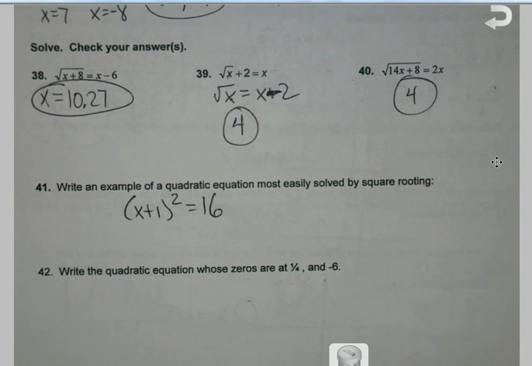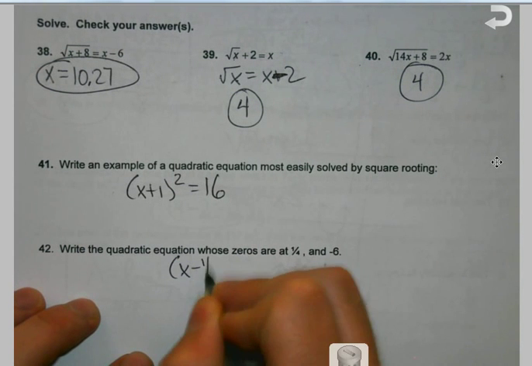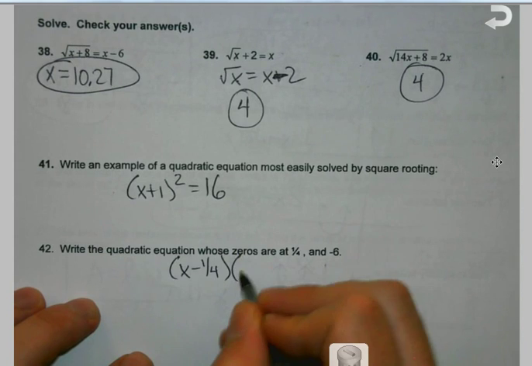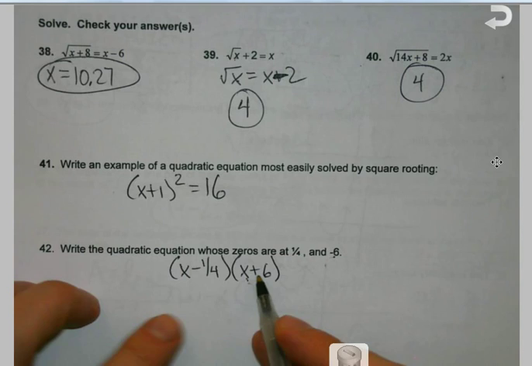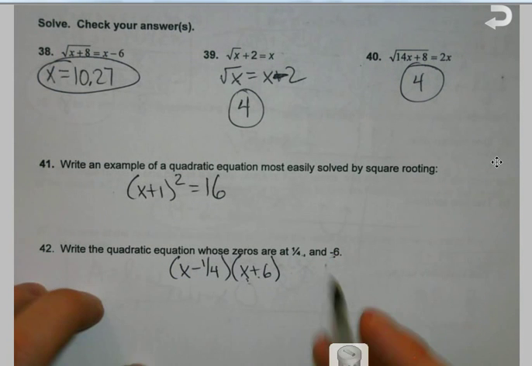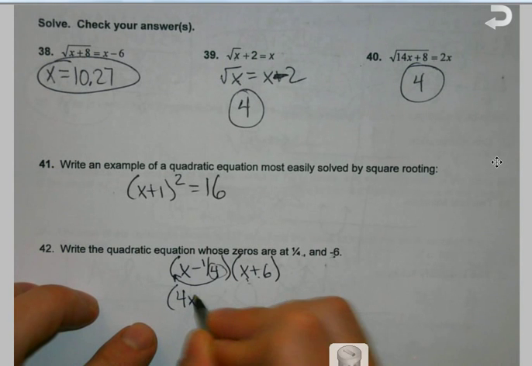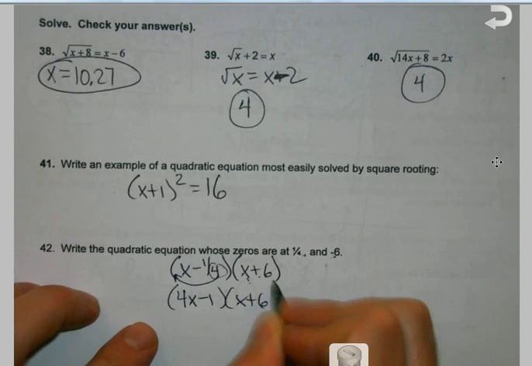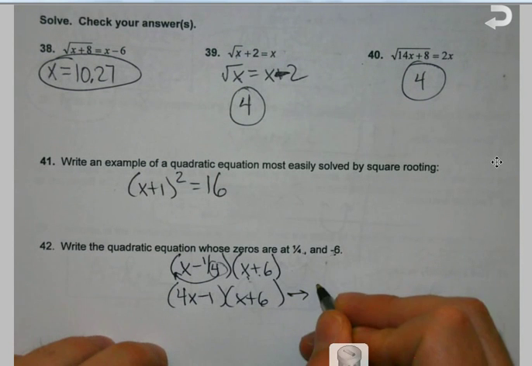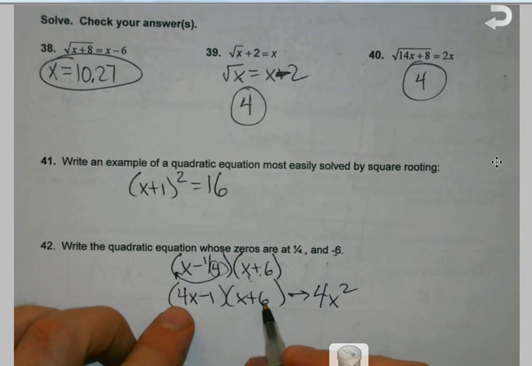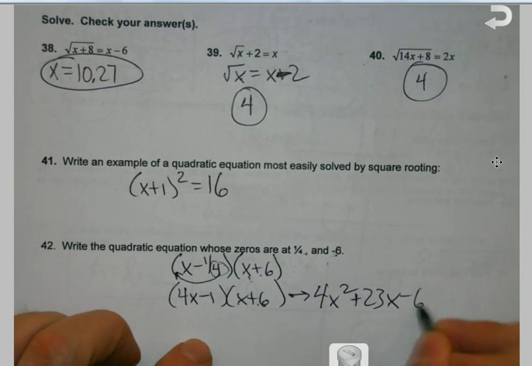And then finally, write the quadratic whose zeros are at 1/4 and -6. Now, we talked about this a bit after the homework check. My signs would switch on these, because again, if I were setting them equal to 0, I'd minus 6, I'd plus the 1/4. But again, I can't just leave that. I'm actually going to factor it out to here, work it out to here. And then the actual equation would be to FOIL this out. So let's see, 4x squared, 24x minus 1x is 23x minus 6.